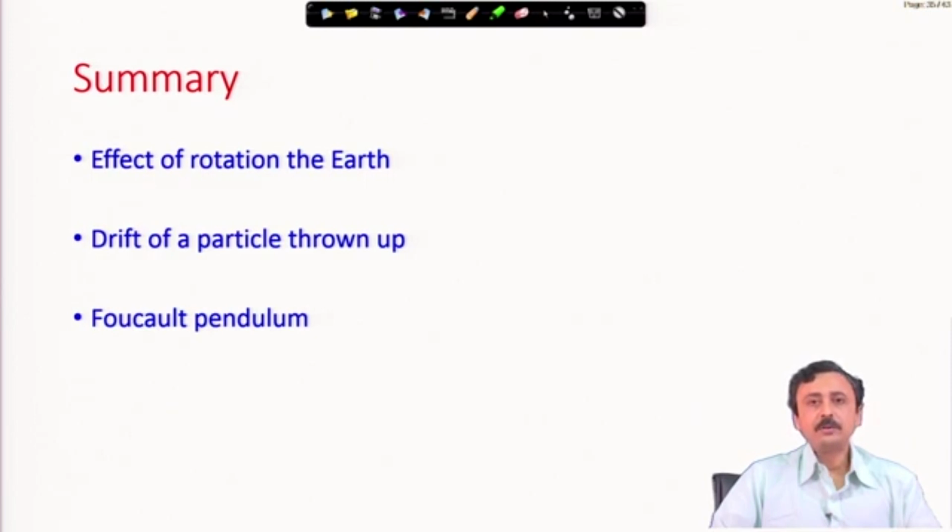Then we finally looked at the dynamics of a Foucault pendulum, which clearly shows that the earth rotates. With that, I will close this lecture.